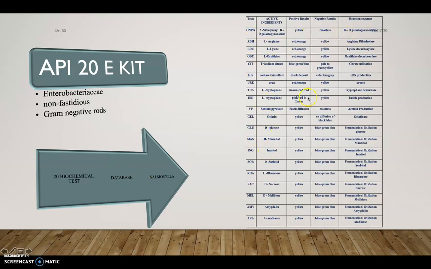Through these tests, we can find out beta-D-galactopyranosidase, arginine dehydrolase, lysine decarboxylase, ornithine decarboxylase, citrate utilization, H2S production, urease, tryptophan deaminase, indole production, acetoin production, gelatinase, and fermentation and oxidation of carbohydrates, that is glucose, mannose, mannitol, inositol, sorbitol, rhamnose, sucrose, maltose, amygdalin, and arabinose. These are all the tests we can perform in a single day. Within 24 hours, we can get the results.